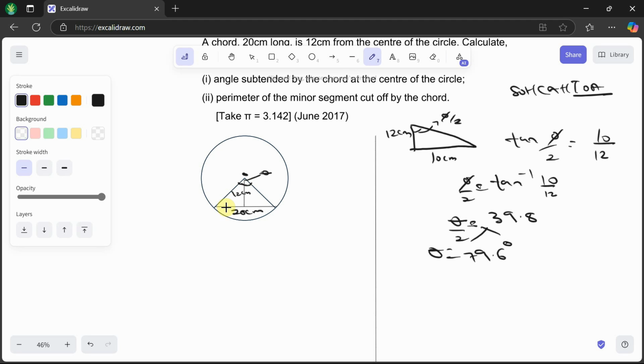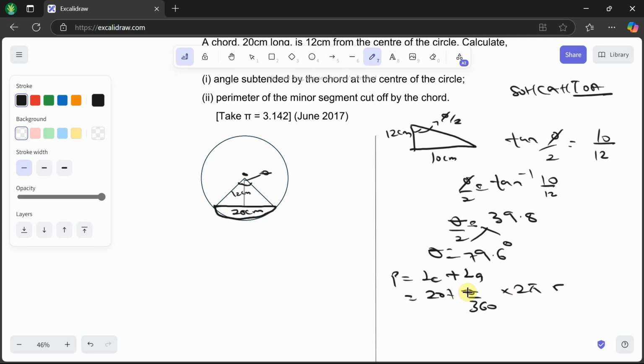Now that we know that, it now says that we should find the perimeter of the minor segments. Remember, segment, not sector. So this is the minor segment here. The chord plus the length of the arc. So that means the perimeter P is the length of chord plus length of arc. So we know the length of chord to be 20 plus, but we don't know what the length of arc is. To find the length of arc, we'll just say theta over 360 times 2 pi r.